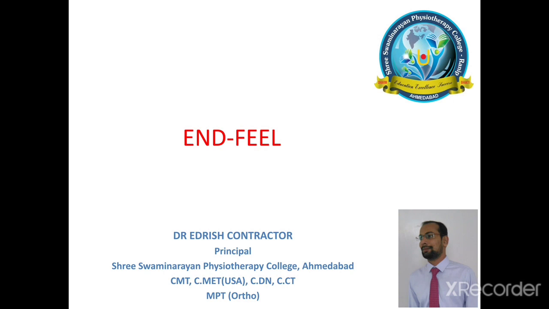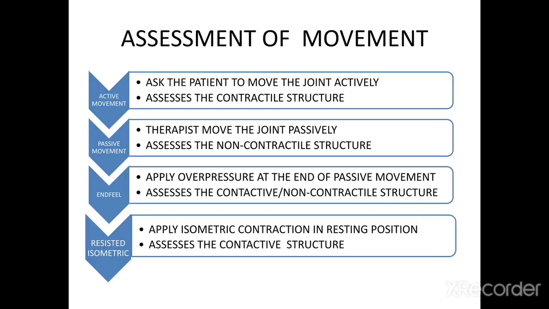So let's start with the presentation on end feel. Whenever we do an assessment of the movements, we go for a step by step assessment of the range of motion. First we check the active movements, followed by the passive movements, then we check the end feel, and then the resisted isometrics.